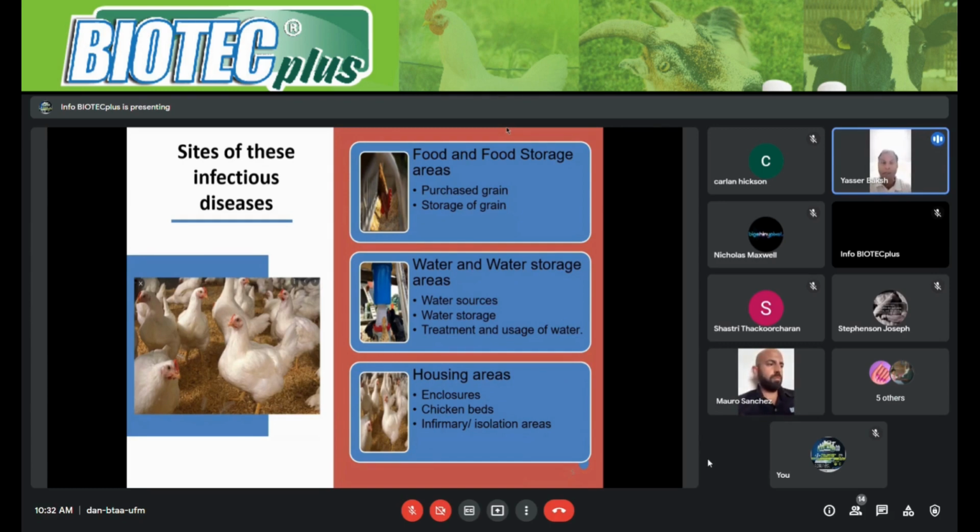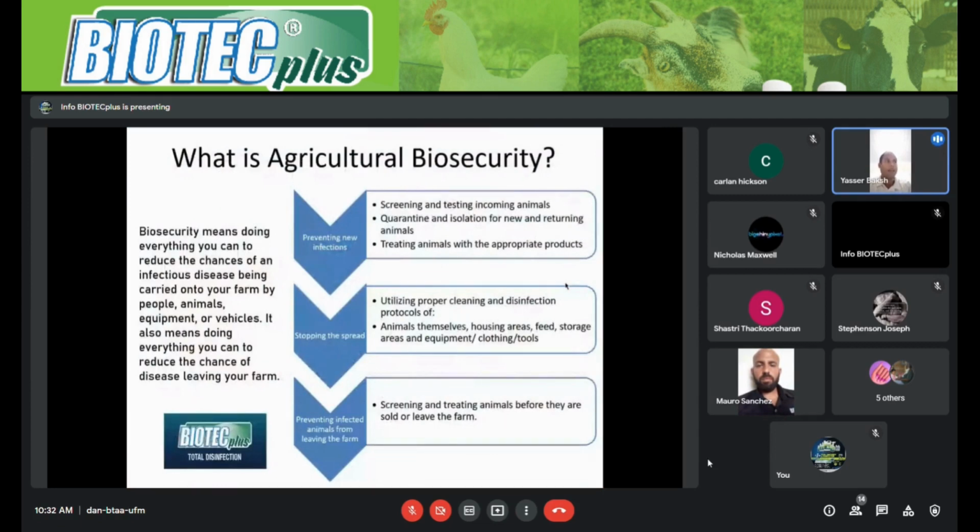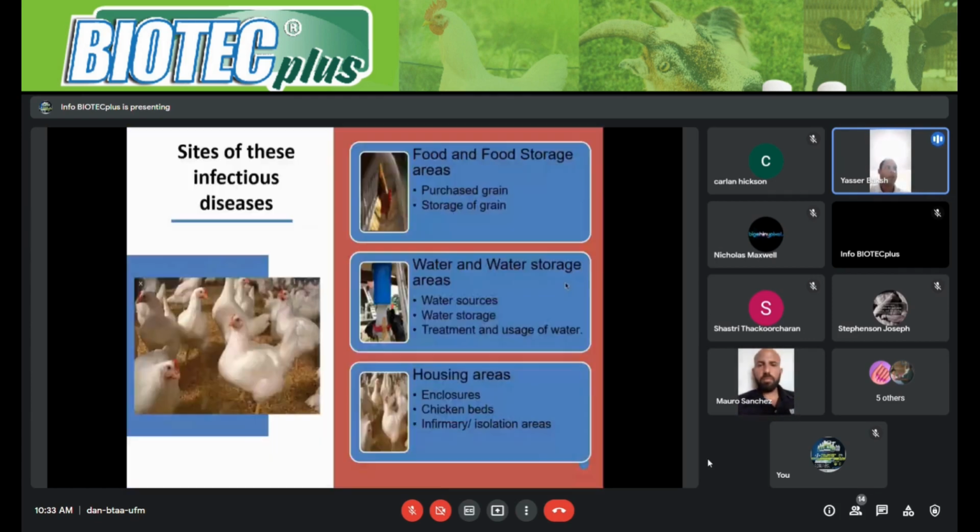Remember in the first slide, we mentioned, let me just go very quickly back to that first slide, prevention, which is your A, stopping the spread, which is your B, and preventing the infected animals from leaving the farm, which is your C. A, being on the top arrow, is your before farm. B, stopping the spread, is your in farm, and C, preventing, is your after farm. So let's go back to our slide that we're on right now. So your purchased grain is going to be from your, who can give me an answer as to where your purchased grain is? Is it your A, your B, or your C?